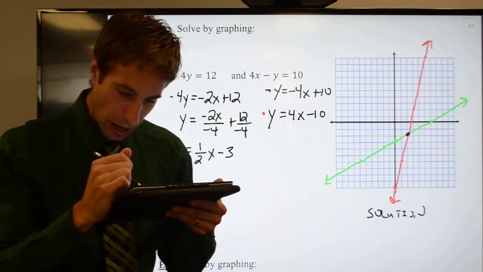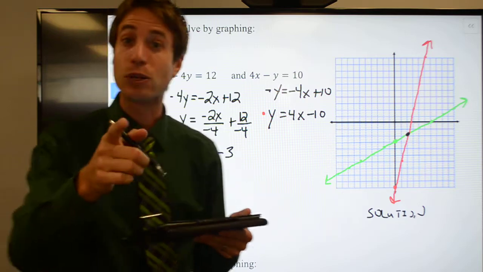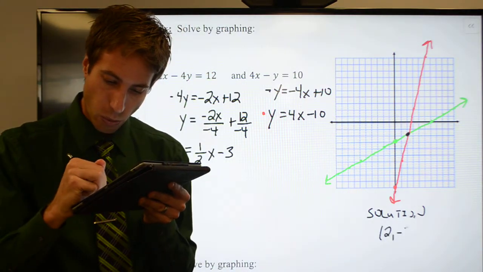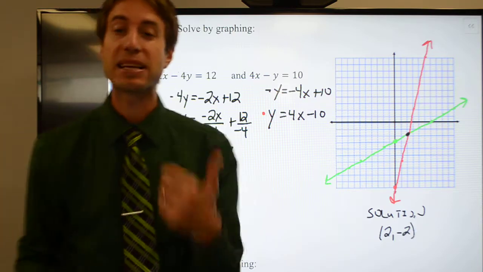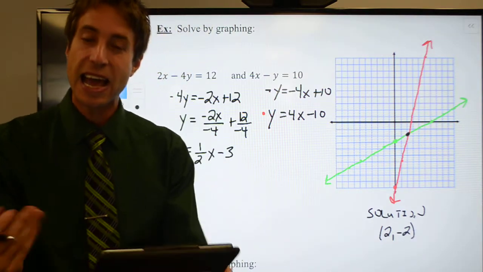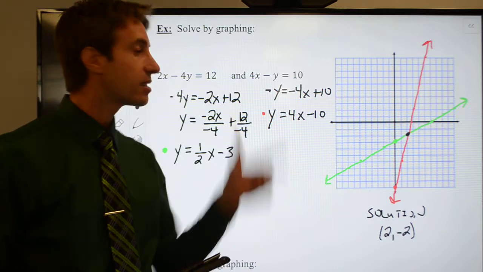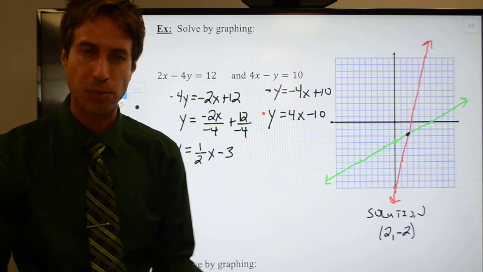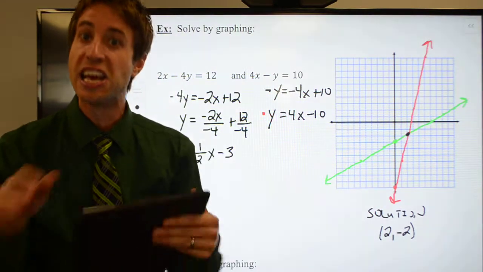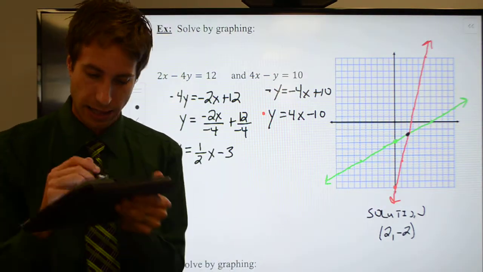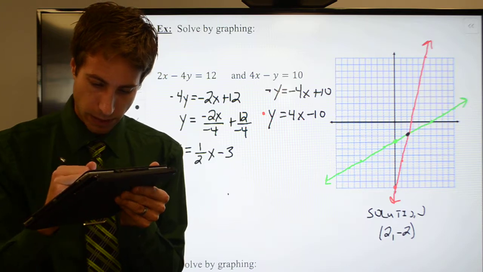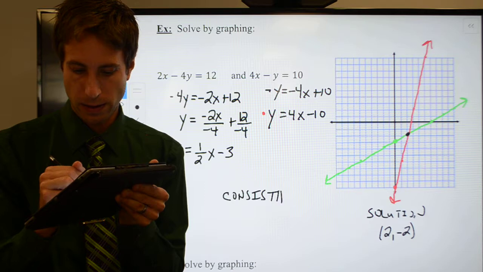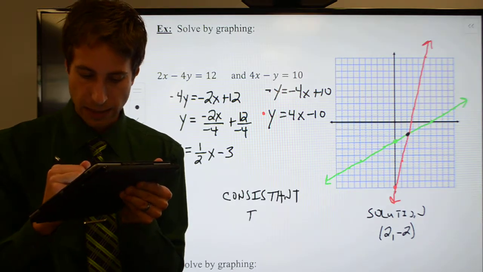That means that my solution is at the point, let's see here, what is that? That's going to be x equals 2, y equals negative 2. And again, because I get a solution, I get an ordered pair, that means that this system of equations is consistent and independent, because they're separate lines. Consistent, there's a solution. Independent, they're different lines. Consistent and independent.